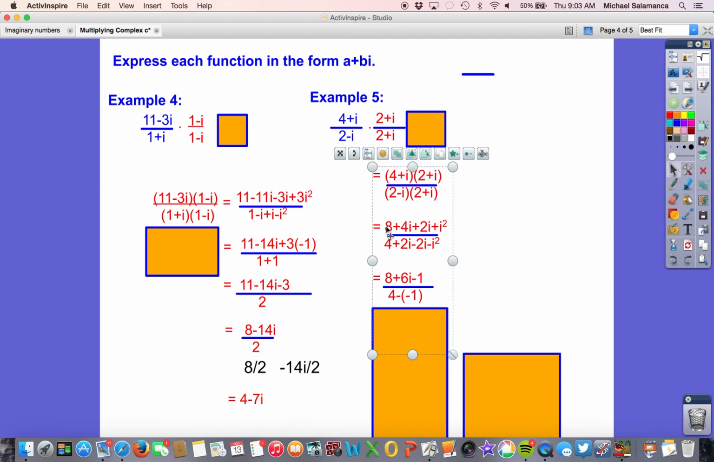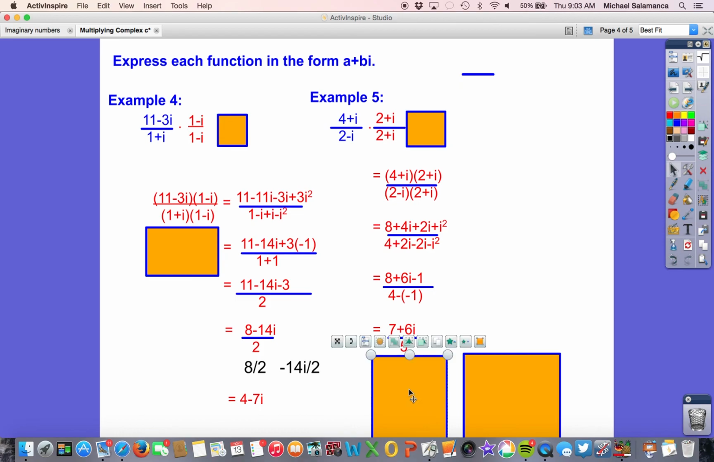So 8 plus i squared, because i squared is negative 1. That's why we get 8 minus 1. And then 4i plus 2i is 6i. You'll notice on the denominator, 2i minus 2i cancel out. Negative i squared is negative 1. And then when we add these things up, 8 minus 1 is 7, plus 6i, and then we have 4 minus 1, which is 5.